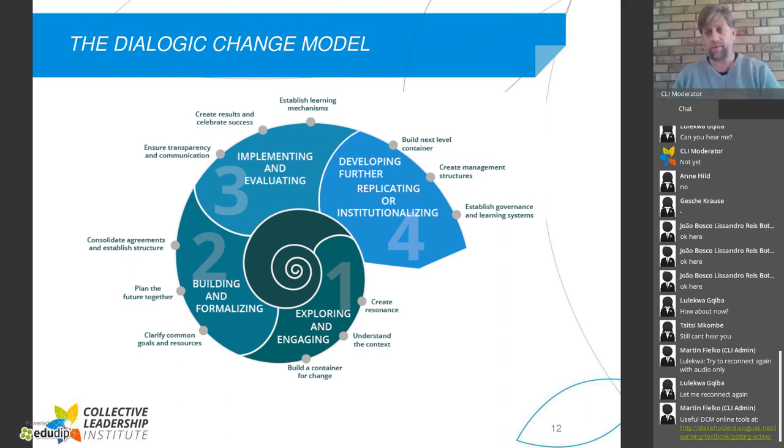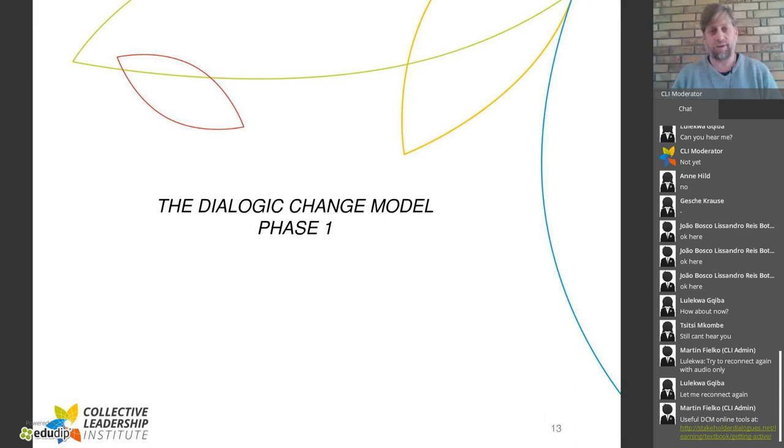And I'll be getting more detailed about all of these four phases in a moment. All right. So, dialogic change model in phase one.